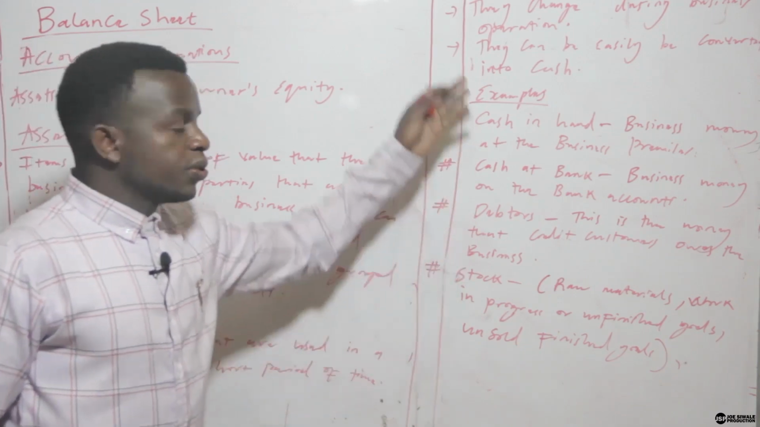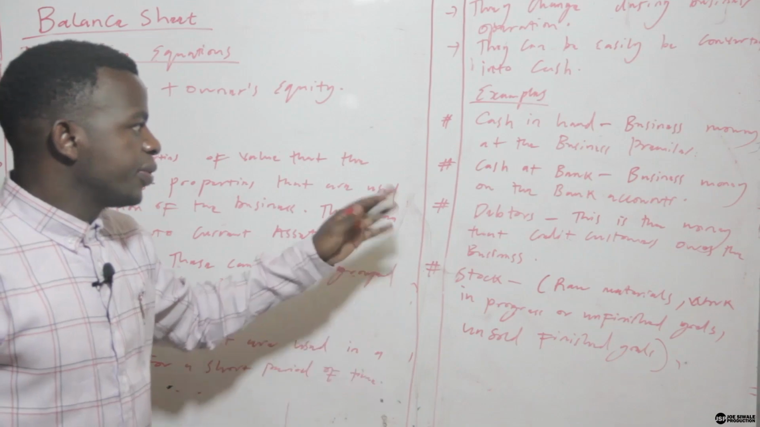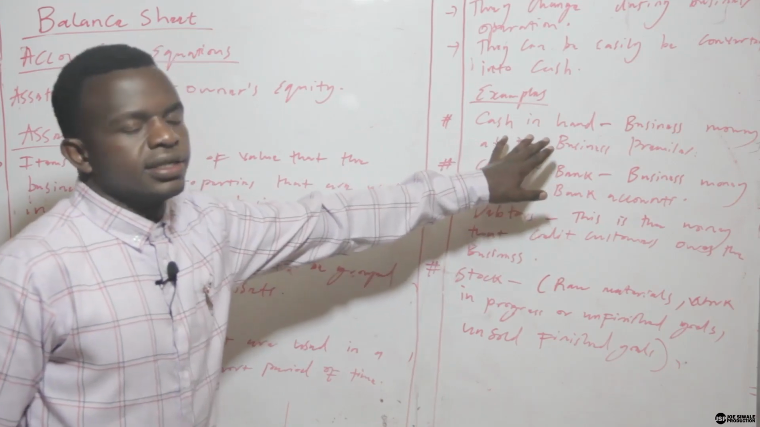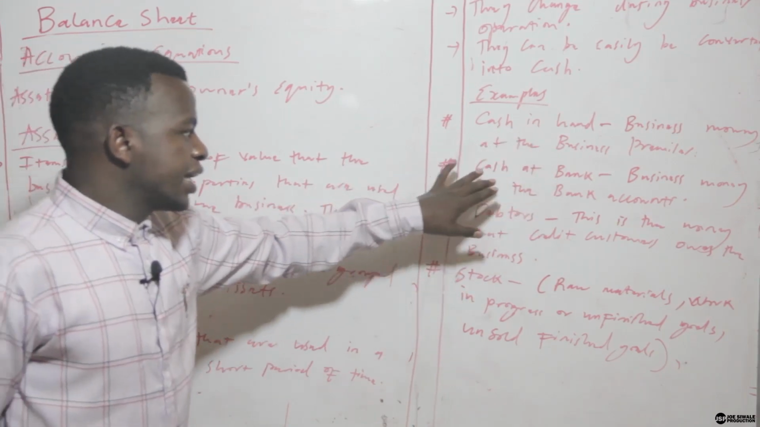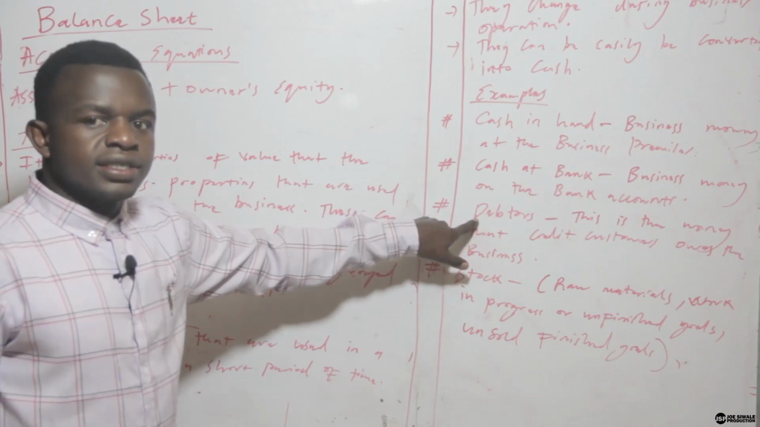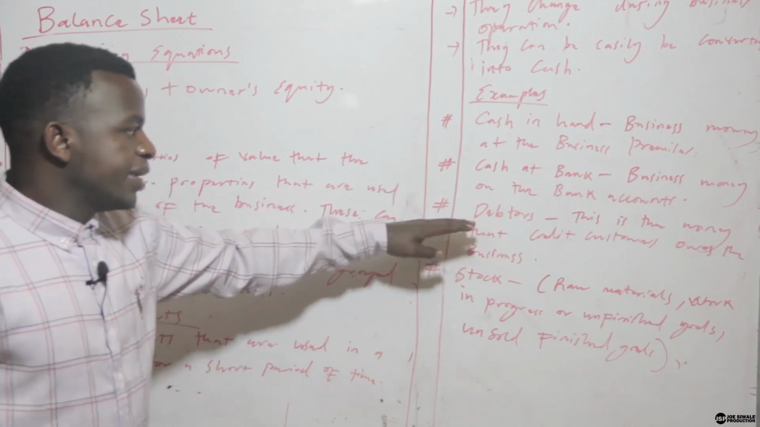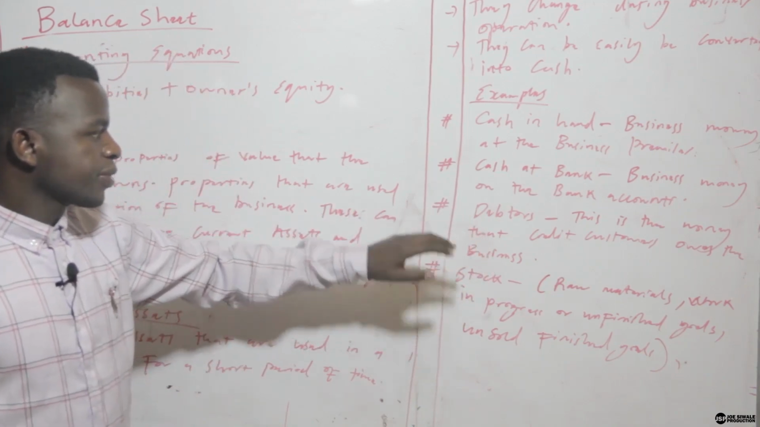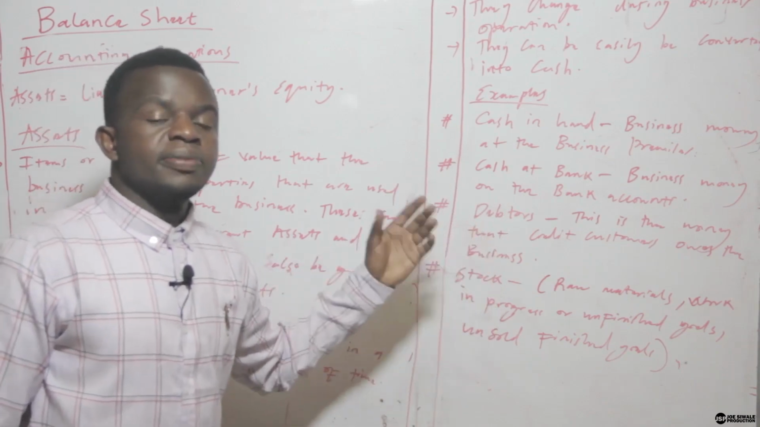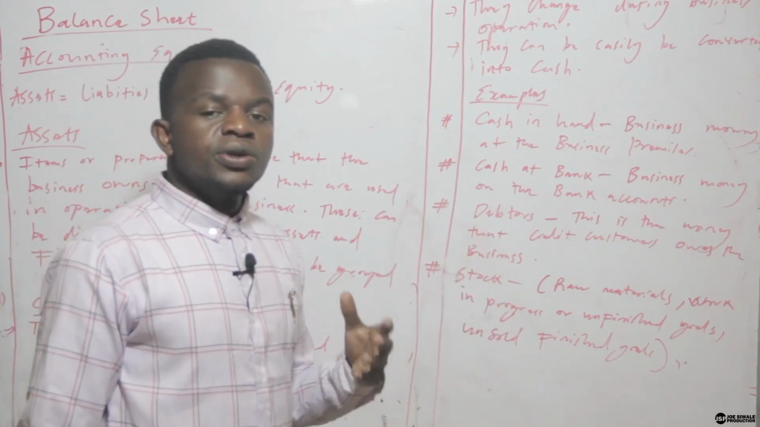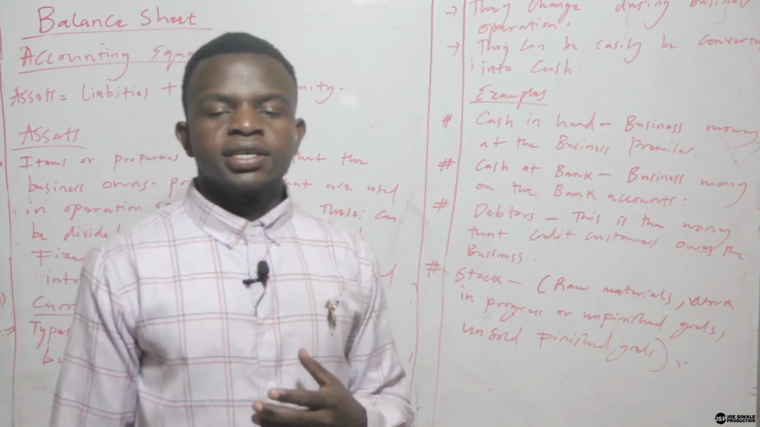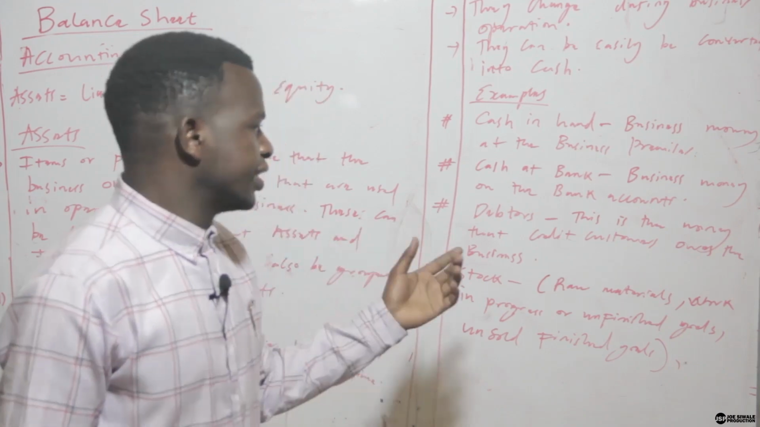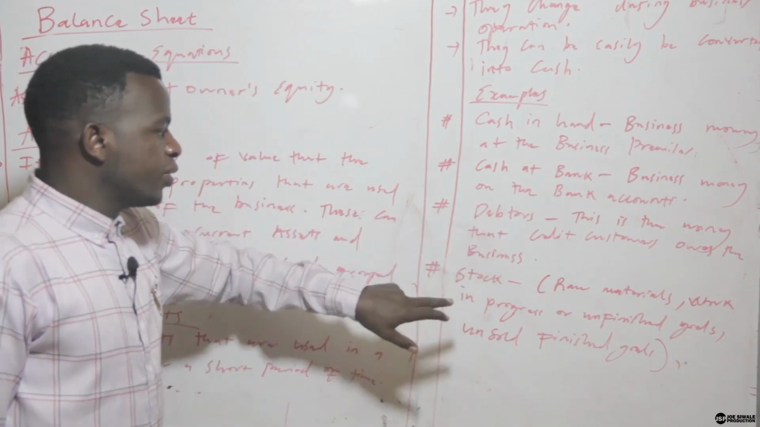And if you have been told to classify these according to their liquidity, or which one is the most liquid, here is cash in hand. That's the most liquid, then followed by cash at bank, then followed by debtors. But most of the people might be having the debate like which one is more liquid between debtors and stock. So debtors is more liquid because the goods have already been sold, and the only issue there is just receiving payment, and the payment can be made when it's demanded from the debtors. So debtors are more liquid than stock.